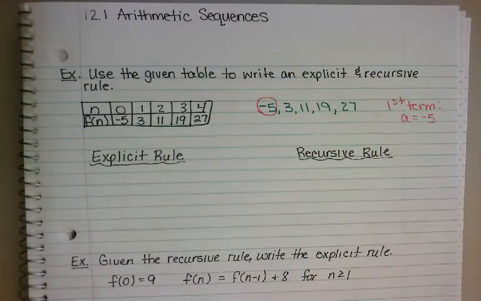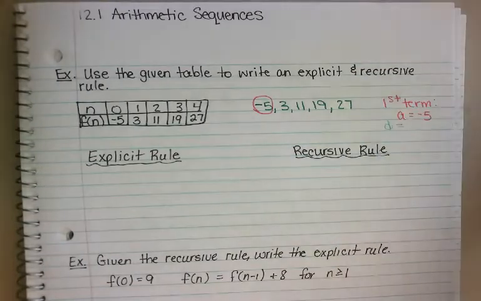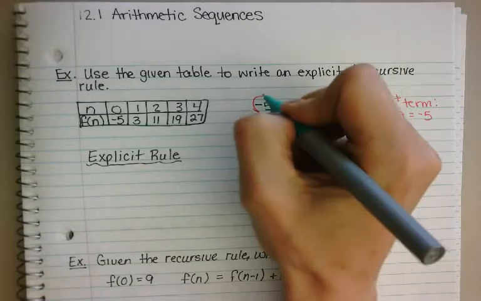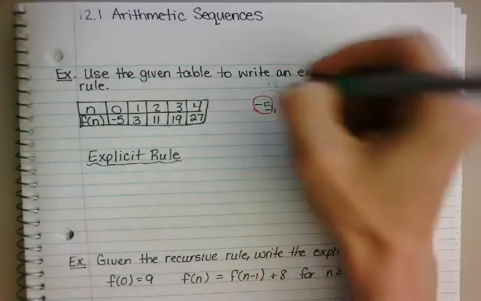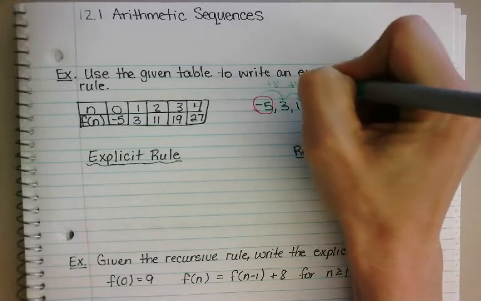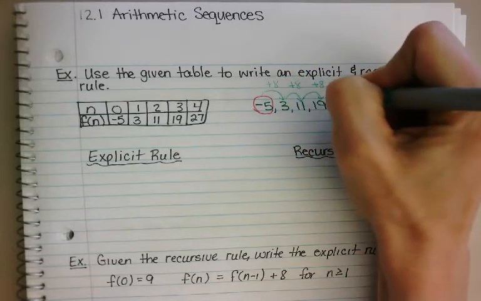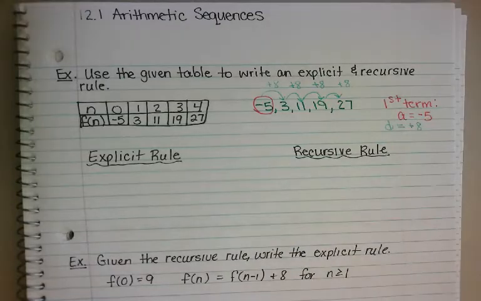And then you also want to figure out what your common difference is. Okay, so what's your common difference? So amongst the terms, here we're increasing by 8. Here we're increasing by 8, increasing by 8, increasing by 8. So our common difference is +8.